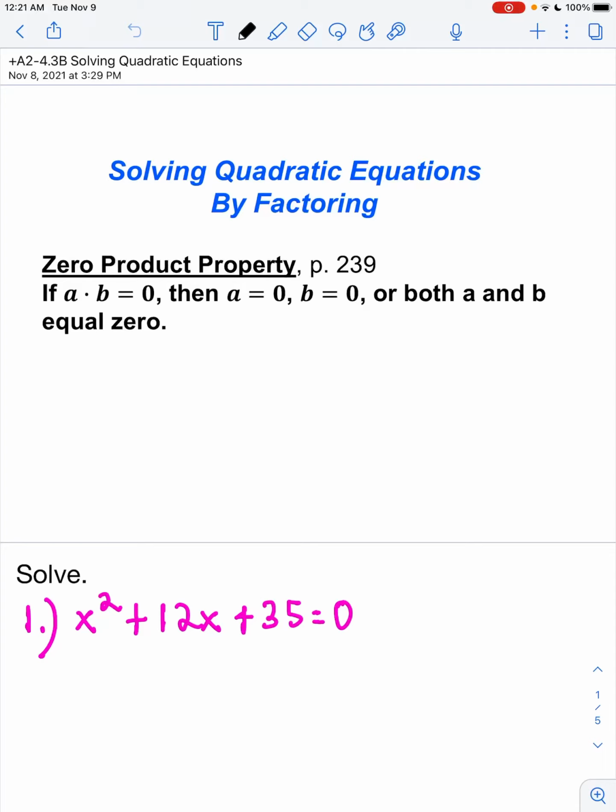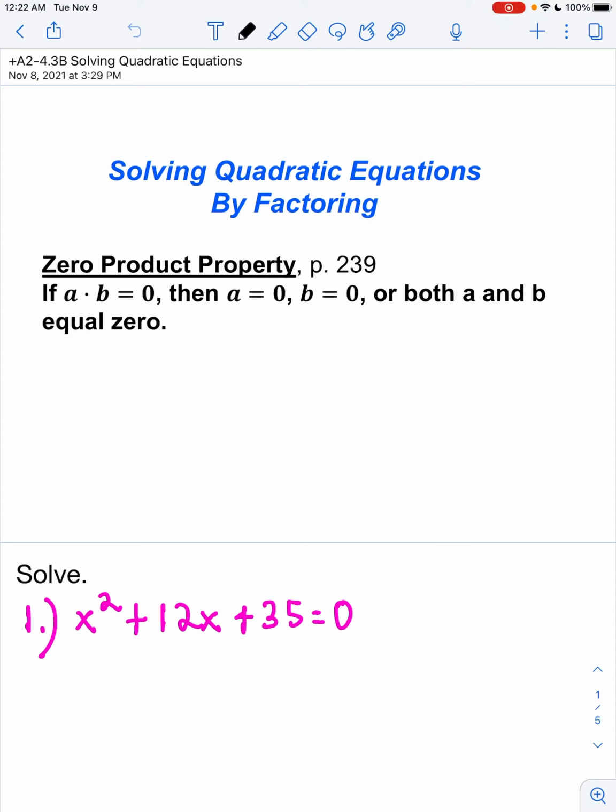Today's lesson is over section 4.3b, solving quadratic equations by factoring. As you'll see in the PowerPoint, how we solve quadratic equations by factoring is we use what is called the zero product property. If you look, it says if a times b equals 0, then either a equals 0, b equals 0, or both a and b equal 0.